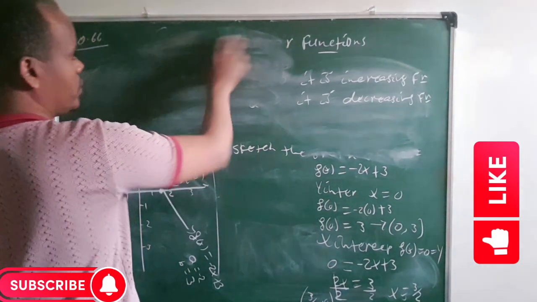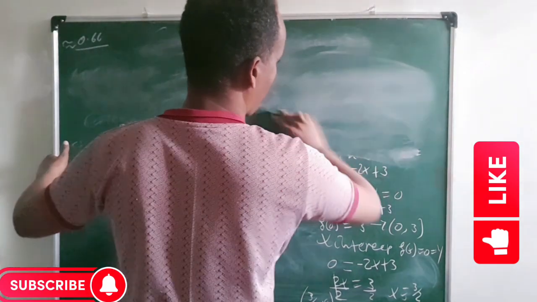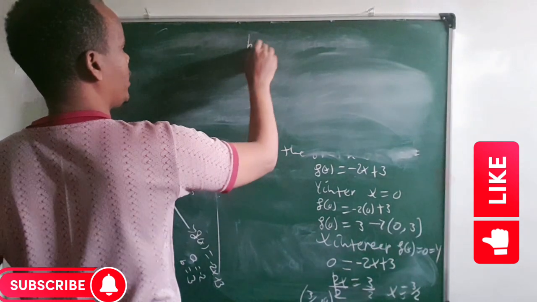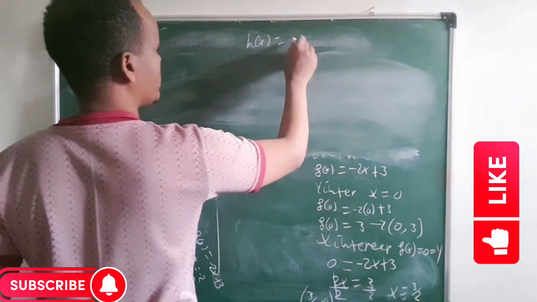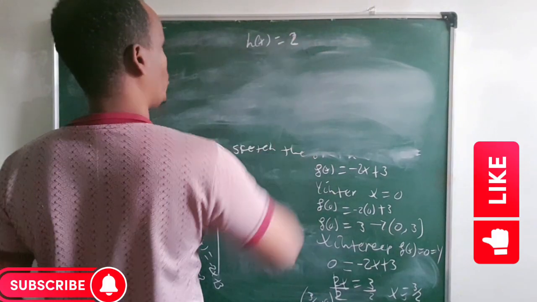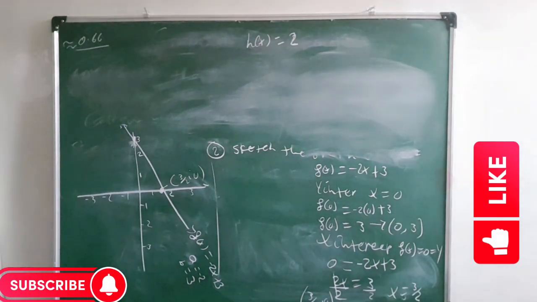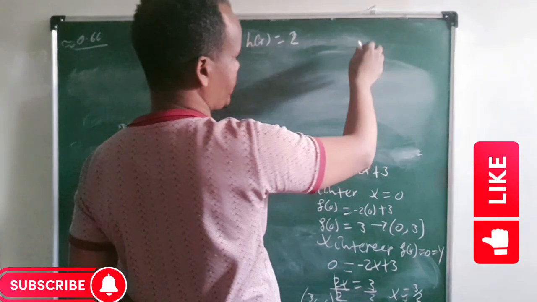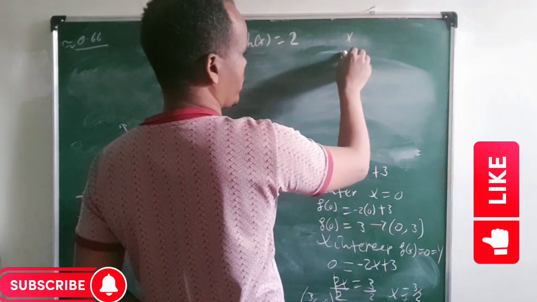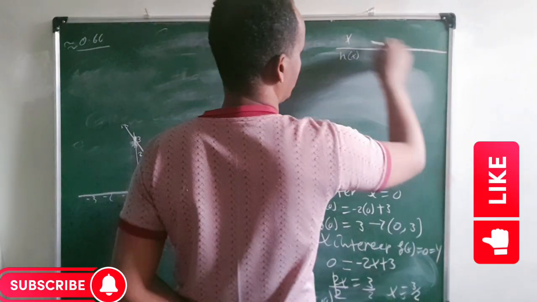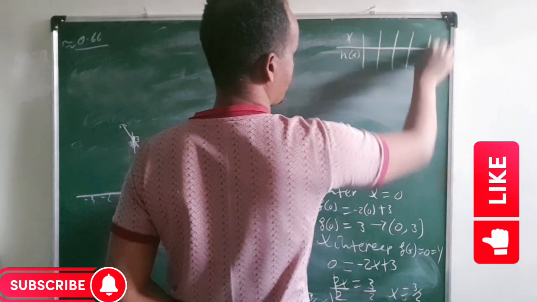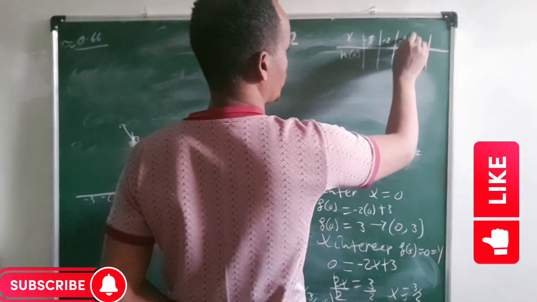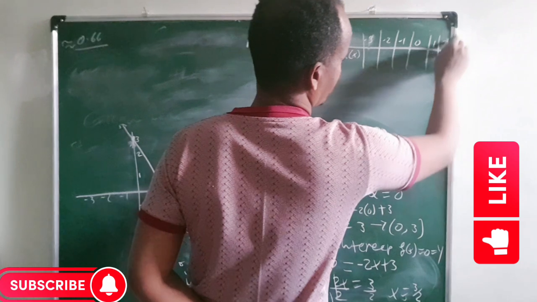the graph of h of x equals 2. The graph of h of x is equal to 2. Okay, this is using a table. Here is x, and this is h of x: minus 3, minus 2, minus 1, 0, 1, and 2.